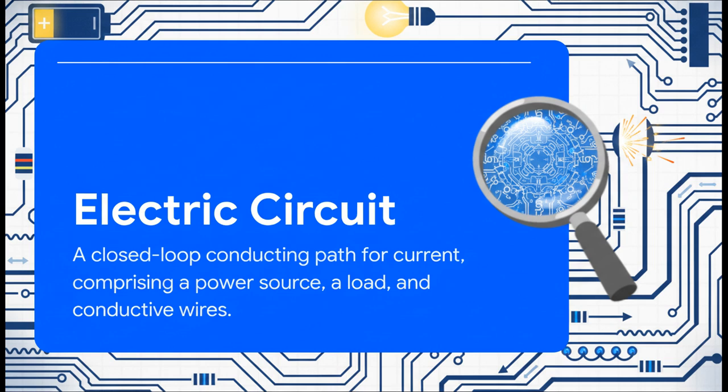You need a power source, like a battery, to give them that initial push. You need a load, which is just something that does useful work, like a light bulb. And you need the conductive path, the wires, to connect it all. If that path is broken anywhere, you've got an open circuit and everything just stops.